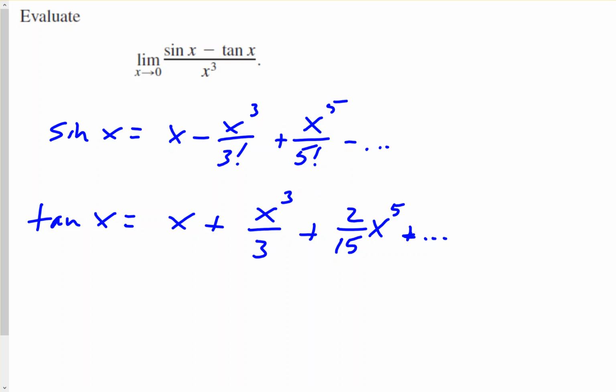So that would give us negative x cubed over 2. And then we have x to the 5th over 5 factorial minus 2/15 x to the 5th. That would give us minus x to the 5th over 8. And this would continue like this.